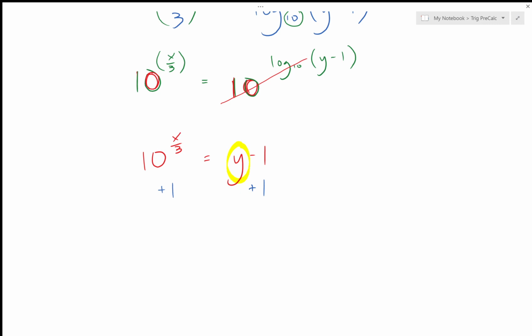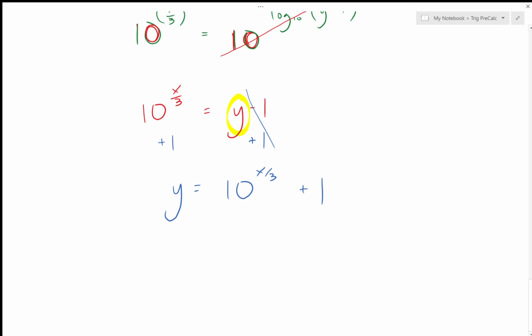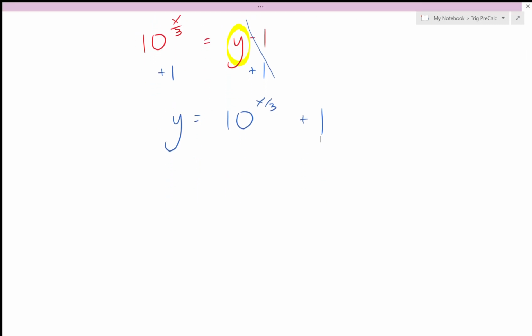So in the end, those 1's cancel. So we get y equals 10 to the x over 3 plus 1. And now this is something that we can graph. We can create the table. So let's create the xy table.